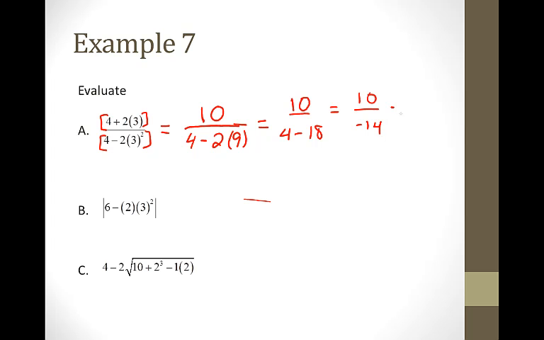And then we can reduce this fraction. So 2 goes into 10 5 times, and 2 goes into 14 7 times. And we'll just pop that negative up here. Usually we have the negative sign out to the side or on the top, not the bottom, but it doesn't really matter.